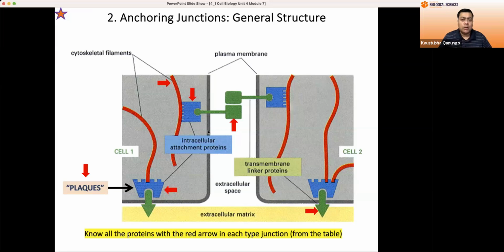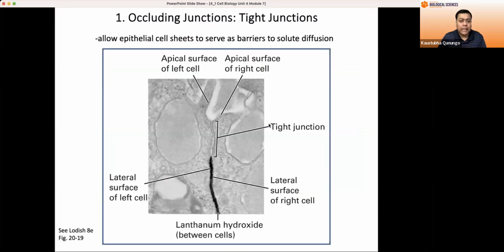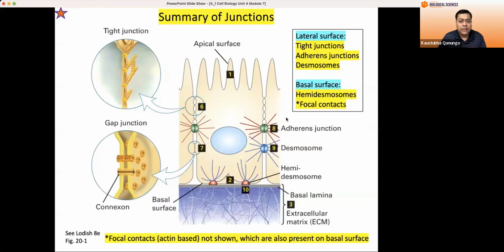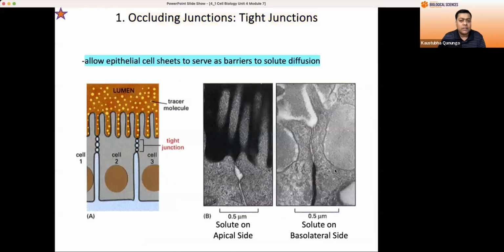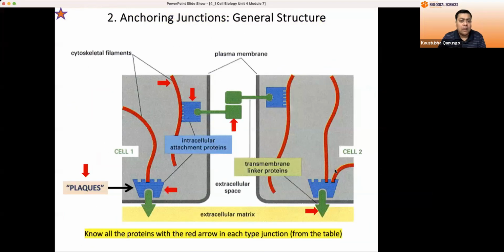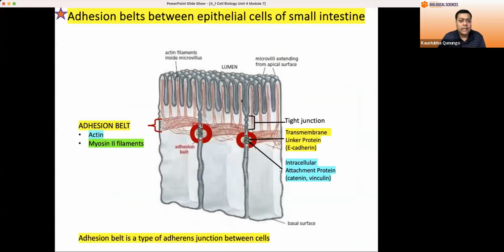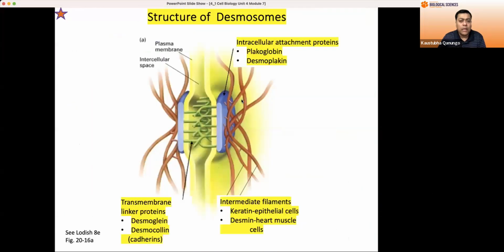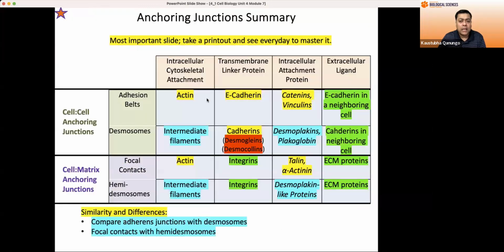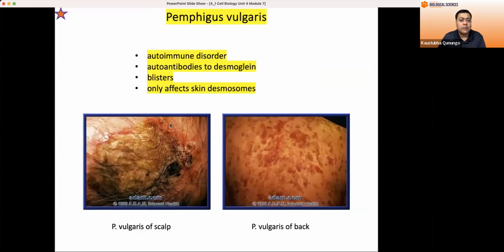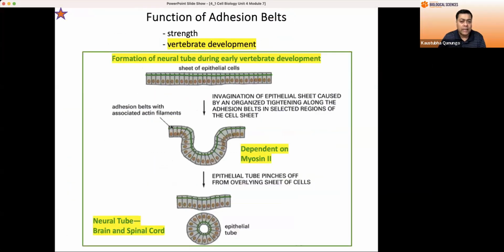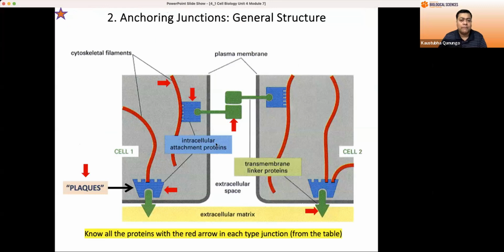So here we are looking at some pictures which are just a schematic of the same pictures that we have here, just a little bit different way. If you go back all the way up, you will be able to correlate this anchoring junction summary with each of these things that we are seeing here. So I will just go a little bit back and forth.